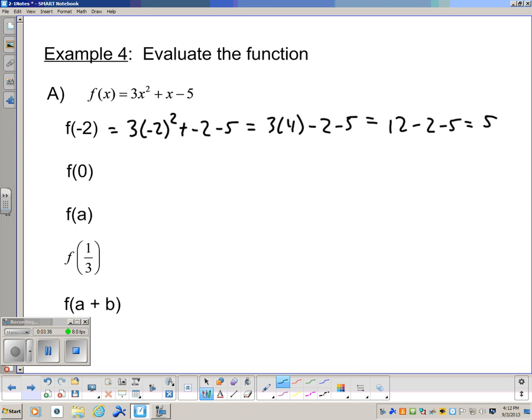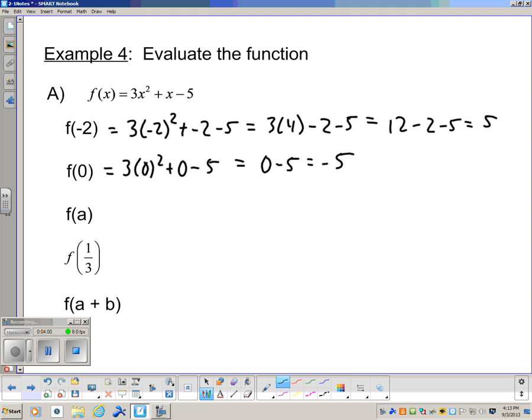Now let's go ahead and plug in our next value. It says f of 0. So now I'm going to put 0 in there for the x's. So it's 3 times 0 squared plus 0 minus 5. Well, 0 squared is a 0 times 3 is 0, and 0 plus 0 there is a 0. So we just get 0 minus 5, which gives us -5.